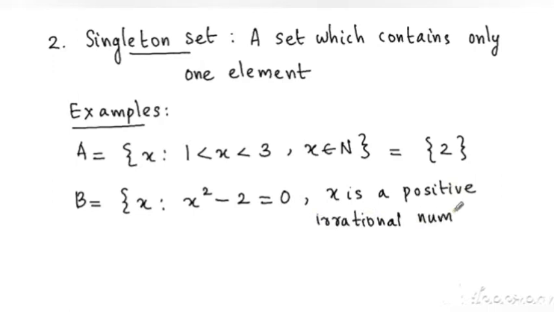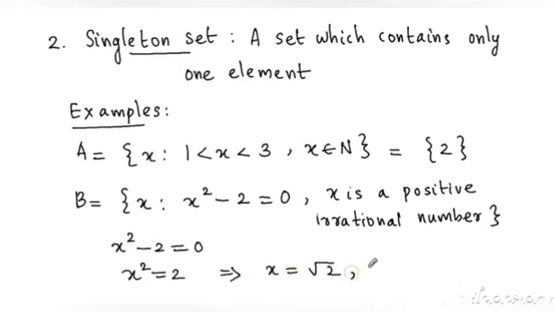If you solve that equation x squared minus 2 equal to 0, you will obtain x squared equal to 2 and x will be equal to plus or minus root 2. That means two values are there, root 2 and negative root 2. Positive irrational means root 2. So that set contains only a single element, that is root 2. We can write that in roster form.